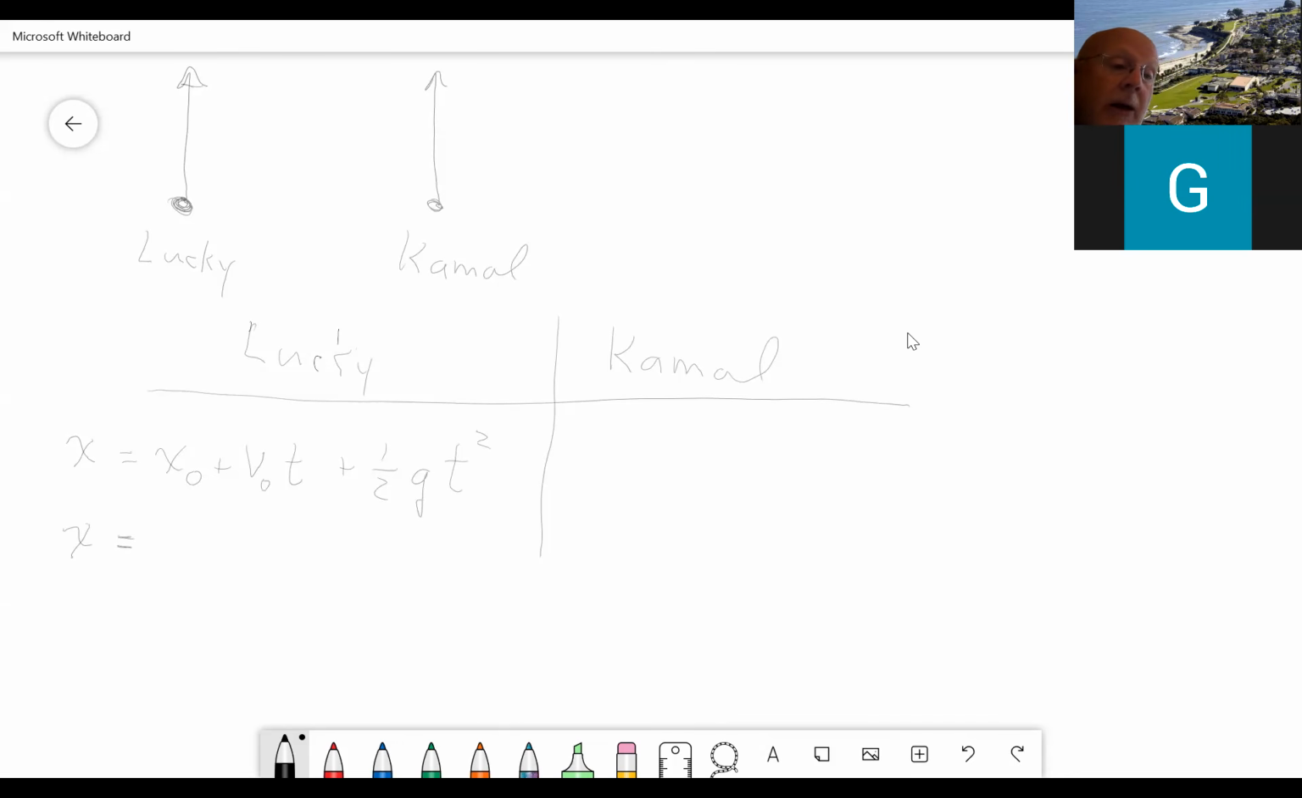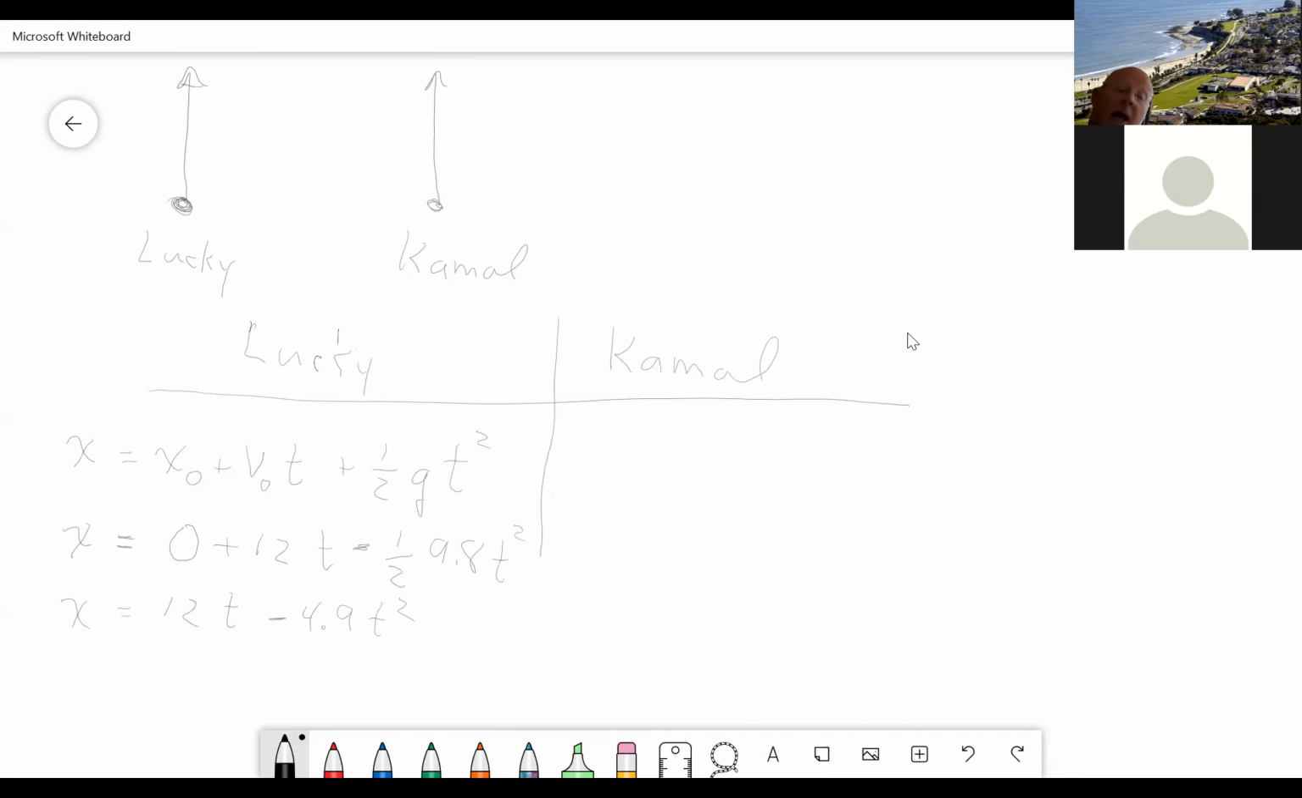And so let's say it leaves Lucky's hand, we'll call that position 0, and leaves with a velocity of 12 in the upward direction. That upward direction is important. It's a plus. And the acceleration is down, so I'm going to put a negative 9.8 and then t squared. And so this equation becomes 12t minus 4.9 t squared.